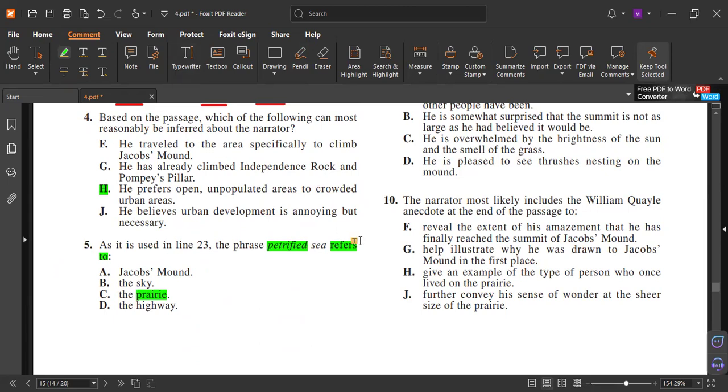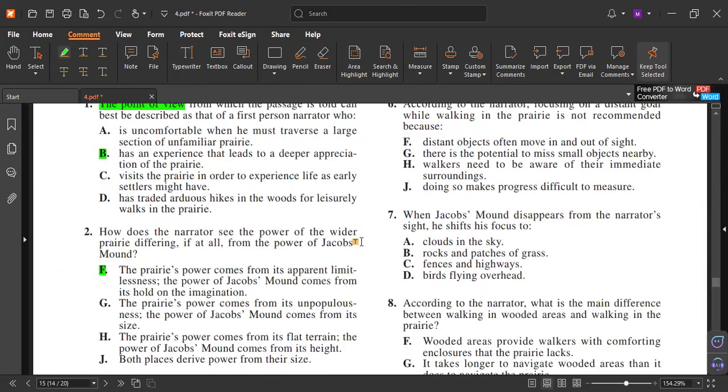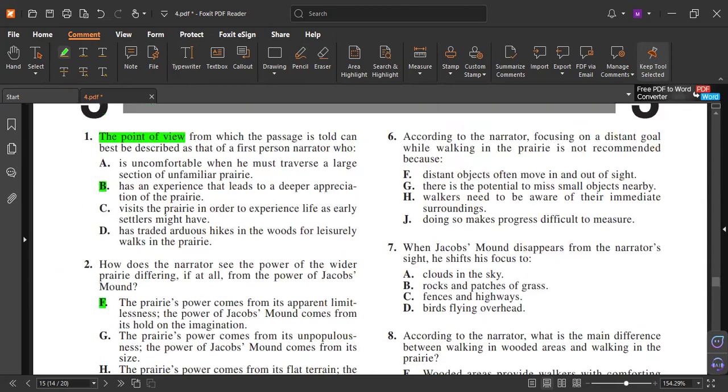Something already in the text. But you did your best. Number 6. F. O, J. Let's skip this one. Okay.